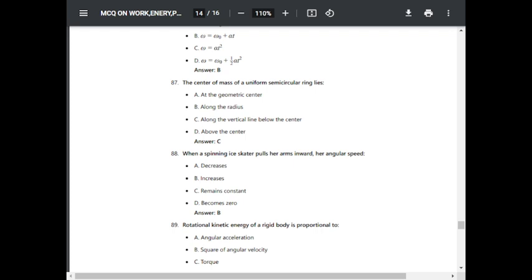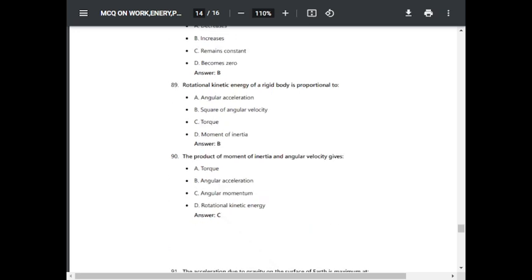Question number 89. The rotational kinetic energy of a rigid body is proportional to: option A, angular acceleration; option B, square of angular velocity; option C, torque; option D, moment of inertia. The correct answer is B, square of angular velocity. The rotational kinetic energy is proportional to the square of angular velocity. Option B is correct.